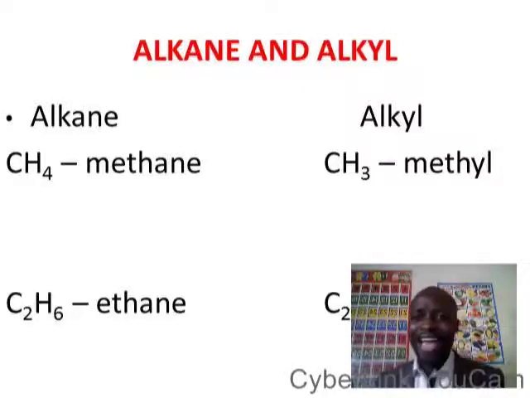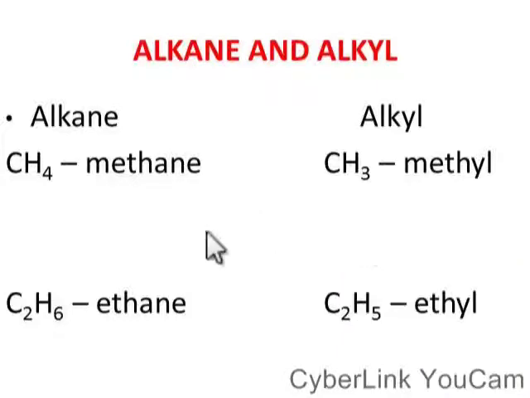What is the topic? Alkane and Alkyl. Pronounce with me. Alkane and Alkyl. Now, these are different entities under hydrocarbon. Alkane has a general molecular formula CnH2n plus 2. Alkyl has a general molecular formula CnH2n plus 1. One is plus 2, the other one is plus 1. And look at the comparison here.